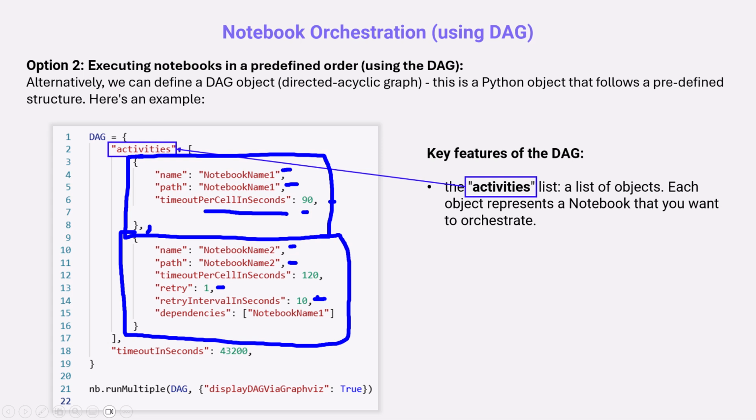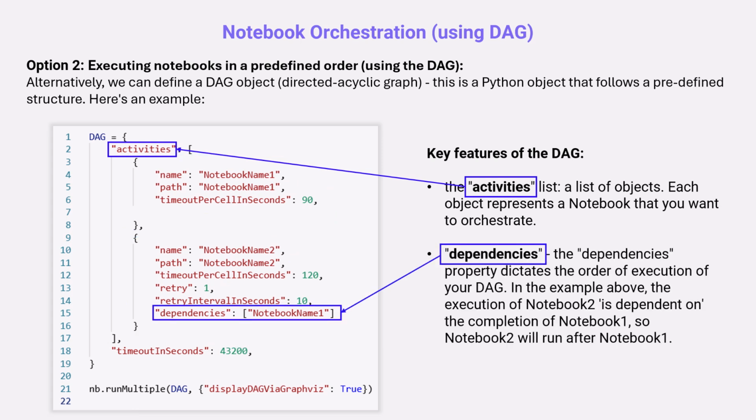And then most importantly is this dependencies. So this dependencies is how we, as the name suggests, build dependencies between different activities. So it allows us to say, okay, I want you to start with this one. And then when that is completed, do this one. So let's look at what this means.